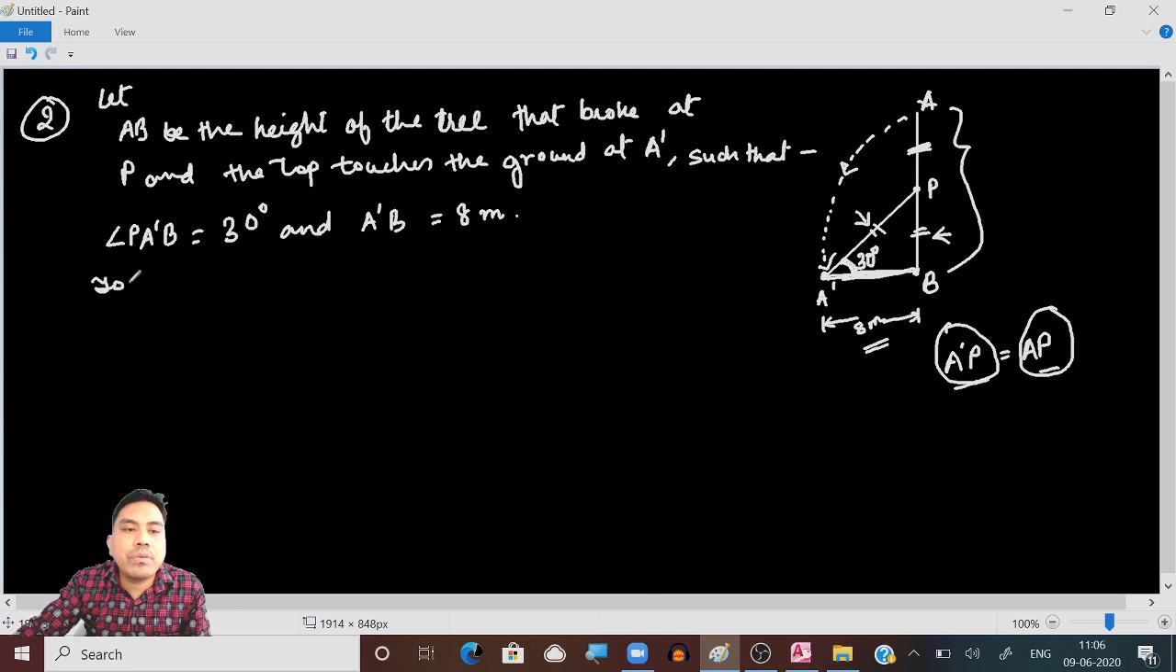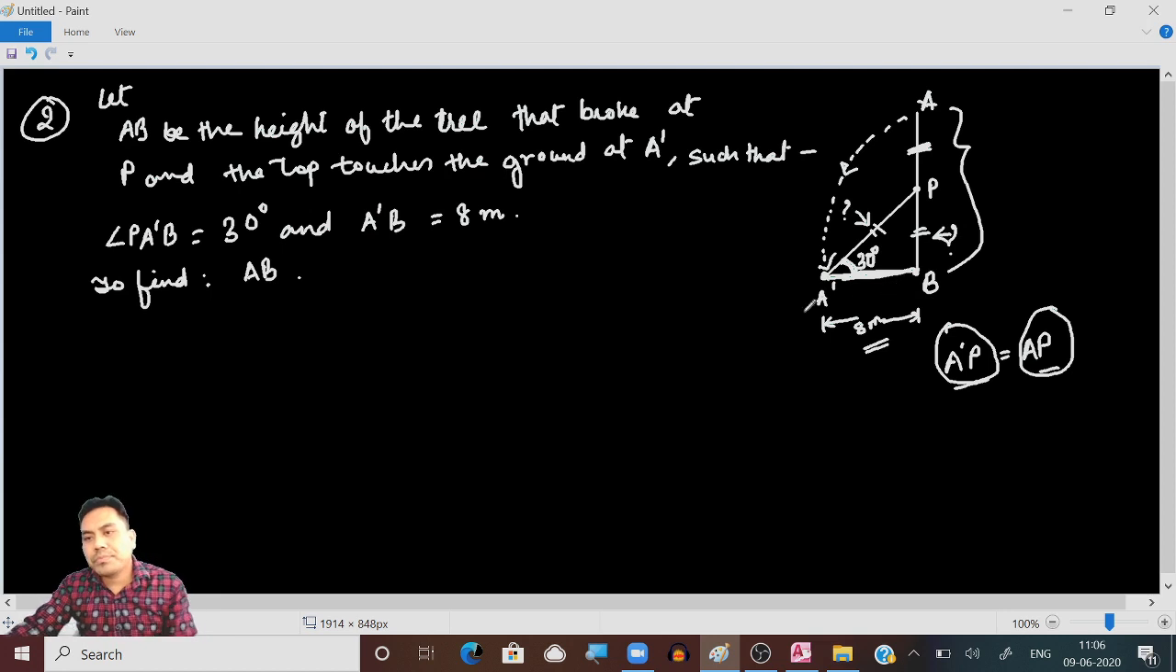What we have to find out? We have to find out AB, the length of the tree, isn't it? As I told you, we have to find out PB as well as AP. Now we know in this right angle triangle APB, PB is the perpendicular, A dash P is the hypotenuse, and A dash B is the base.